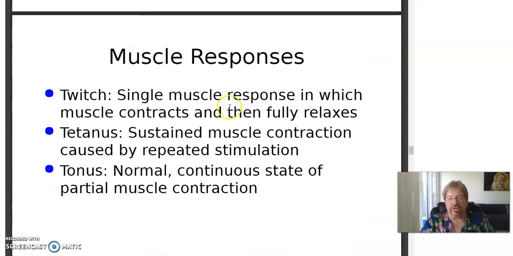A twitch is a single muscle response in which the muscle contracts and then fully relaxes. Twitch, twitch, twitch. Tetanus is sustained muscle contraction caused by repeated stimulation. In other words, going into a lock, a cramp, so to speak. And then tonus is the name for normal continuous states of partial muscular contraction. We have certain postural muscles in our body, guys, that have a certain amount of tonus all the time, like in the back, that keep us standing up or keep our head erect and so forth.